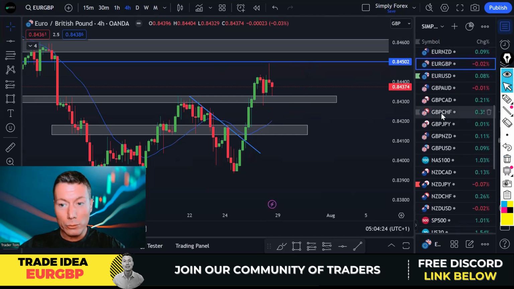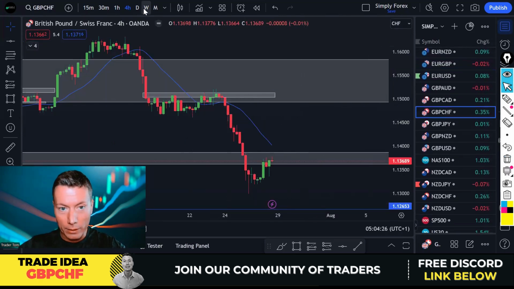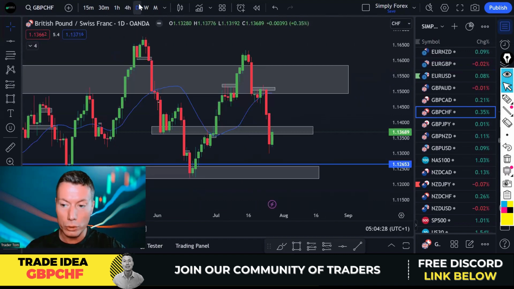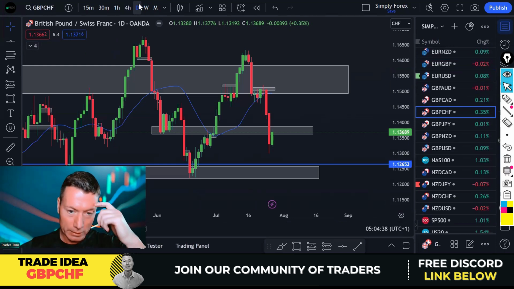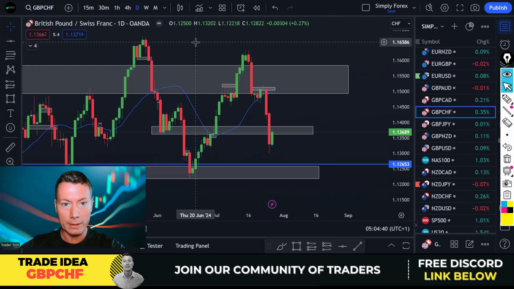I also like pound Swiss franc. Please bear in mind, guys, euro pound and pound Swiss franc are highly inversely correlated. Euro pound does this, pound Swiss franc does that. So it's pretty much the same trade, guys. So please bear that in mind.